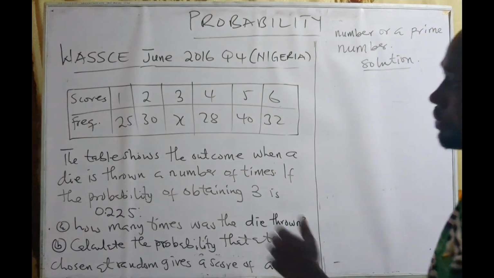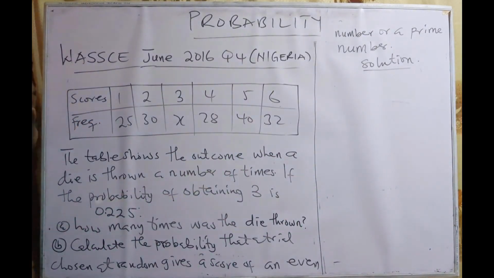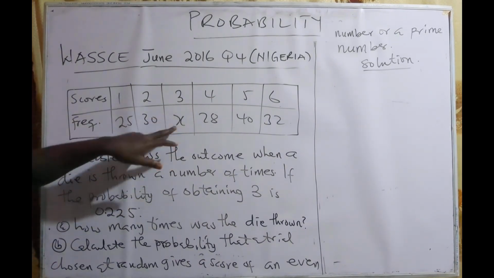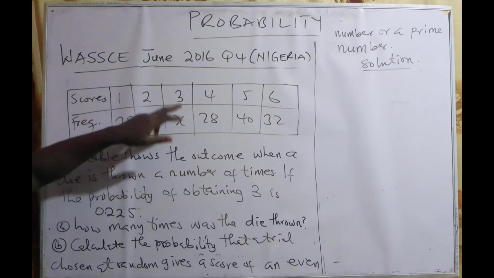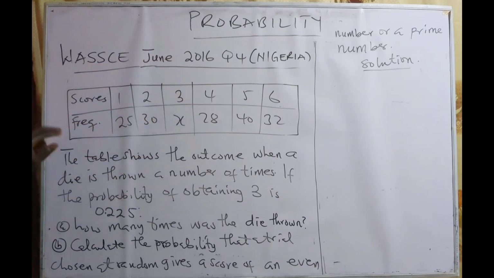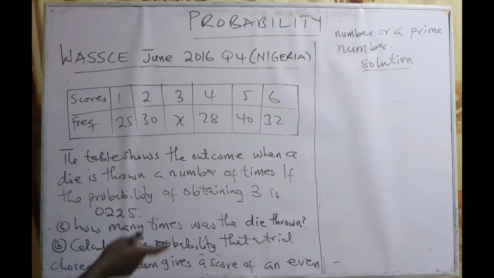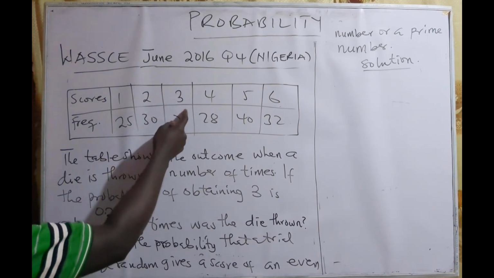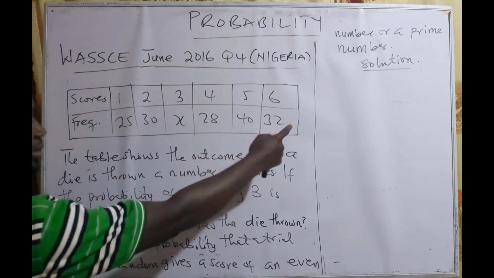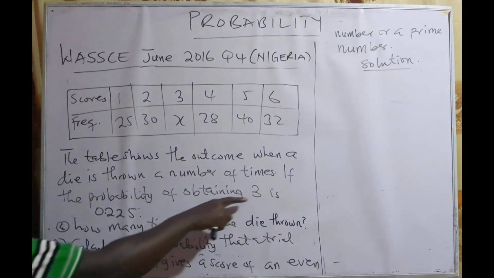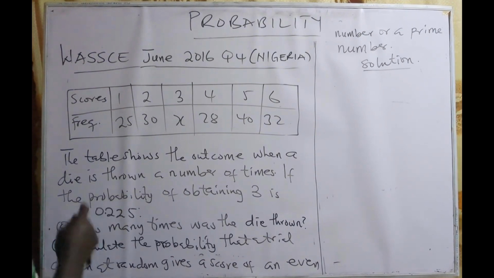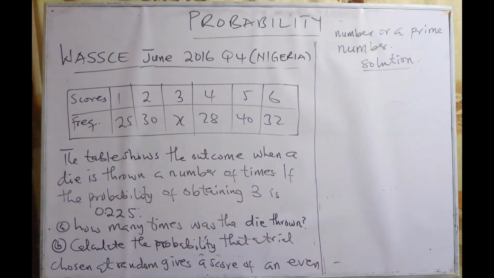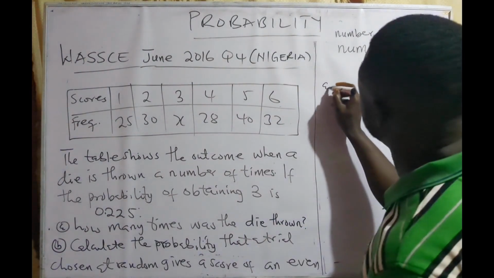Okay, so you come to the frequency table and then you know the relative frequency is what? Okay, it is the probability of the event 3 divided by what? Divided by the total frequency. And that will give us the 0.225. So we are going to take the frequency of the score 3, which is X, and divide by the total frequency, and that will give us the probability of obtaining 3, which is 0.225. And we'll be able to solve for the value of what? The value of X.